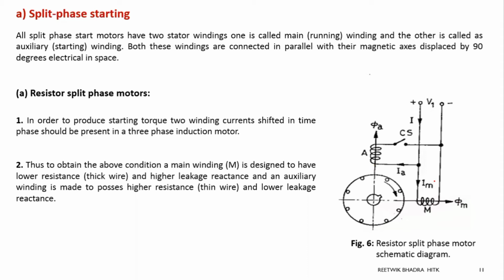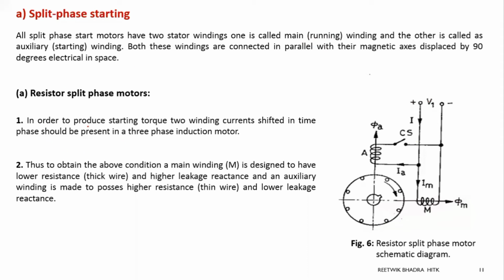If I get a starting torque and my motor starts rotating, after the speed slowly increases to a certain value, maybe close to the synchronous speed, then I can remove this, because the function of this auxiliary winding is to create the starting torque only. That's why the auxiliary winding is also called the starting winding, because it is required only during starting. After a certain while, it can be removed by opening the switch. The main winding is directly connected to the supply, so it always remains in the circuit. That is why it is called the running winding.